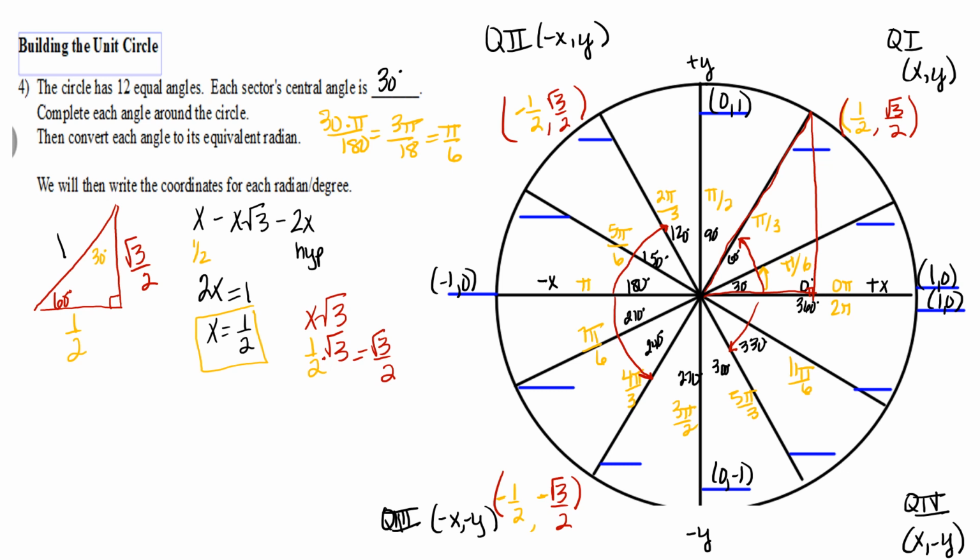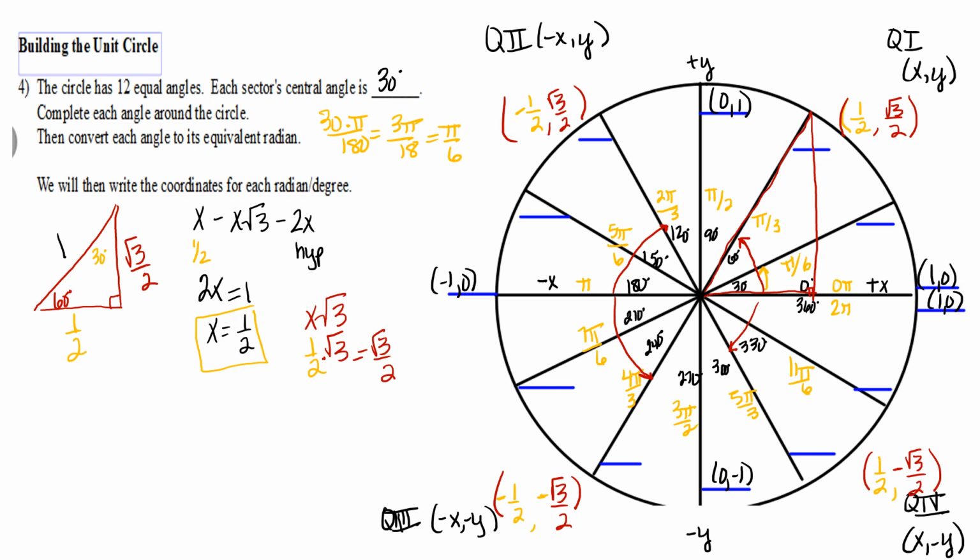And last but not least, at 300 degrees at 5 pi over 3, sorry guys, wrong one, we are going to have 1/2, comma, root 3 over 2. But in this case, when we are in quadrant 4, our y value is negative, so our ordered pair should be 1/2, comma, negative root 3 over 2.